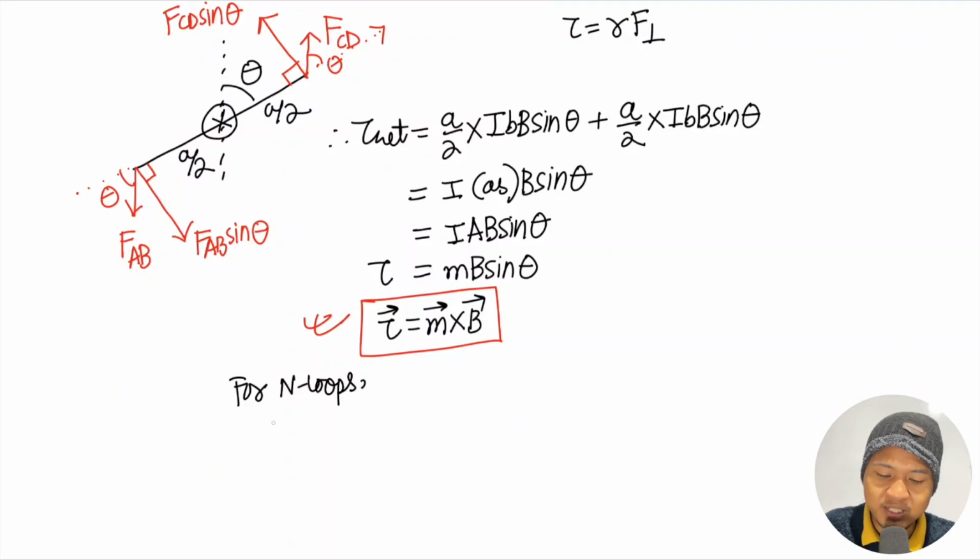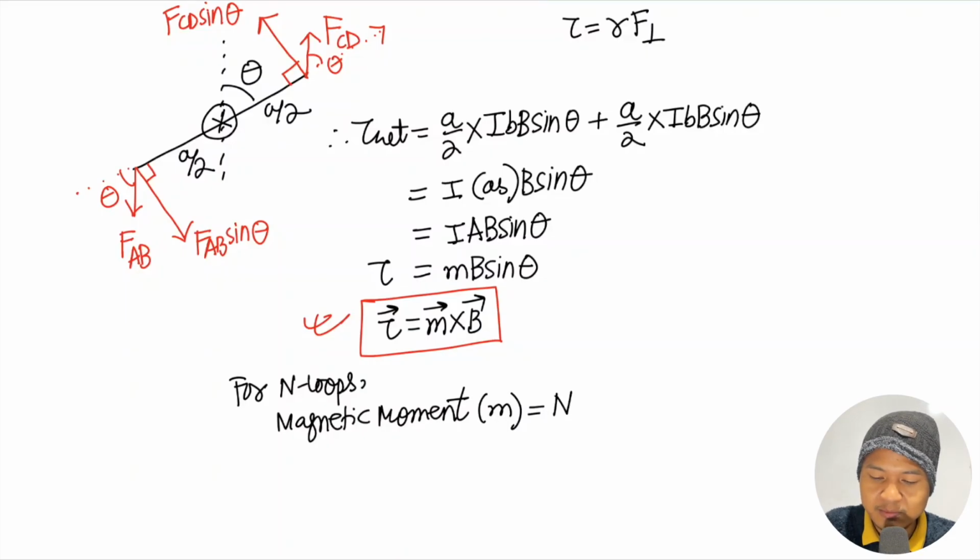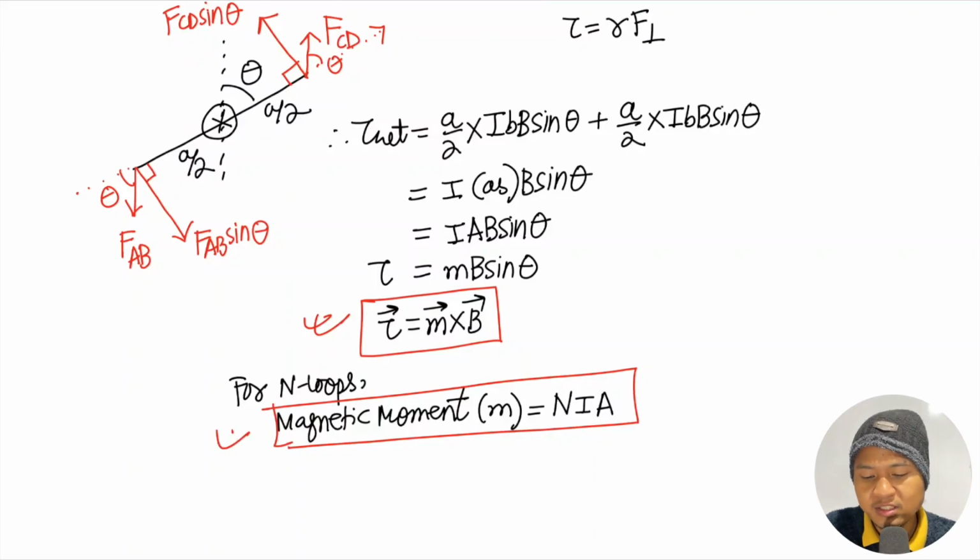So what is the magnetic moment? This is asked in numerical questions. m will be N times I into A, where capital N is the number of loops. This is the general magnetic moment formula. Then the torque formula is m cross B.